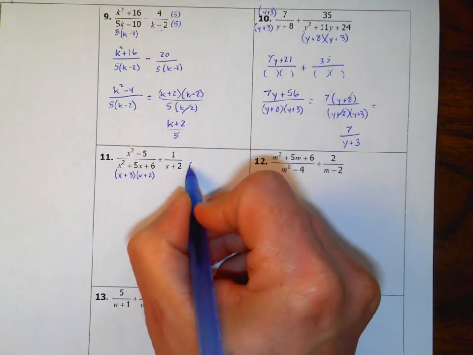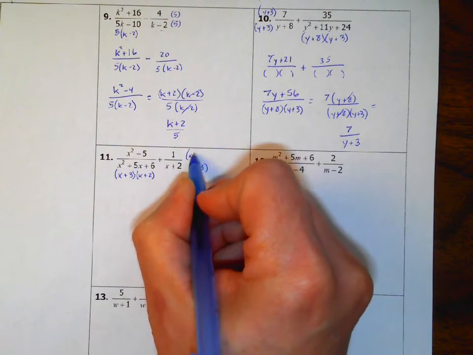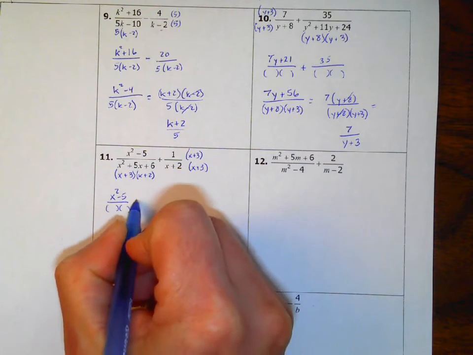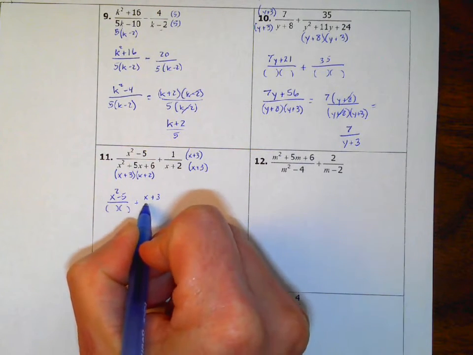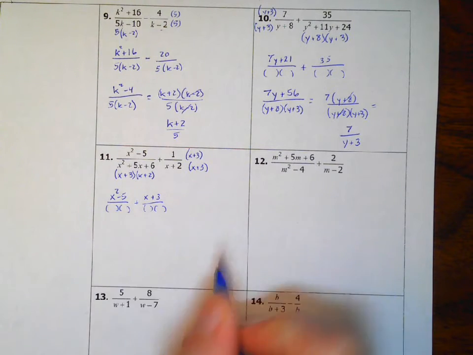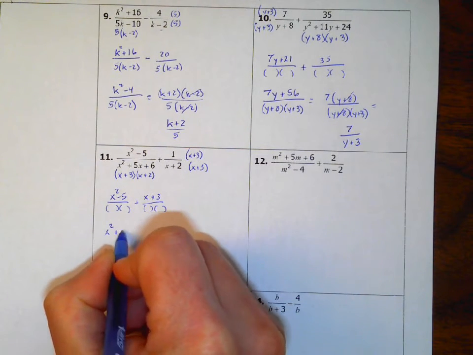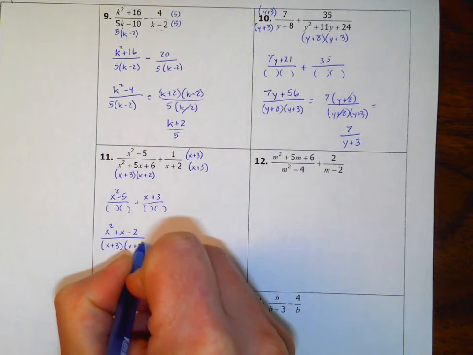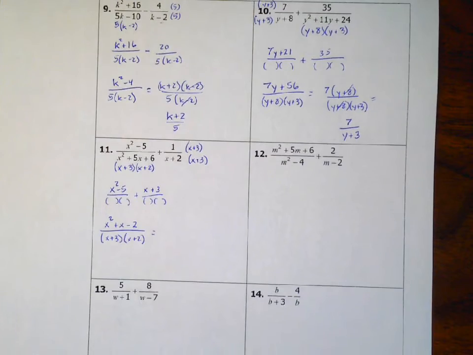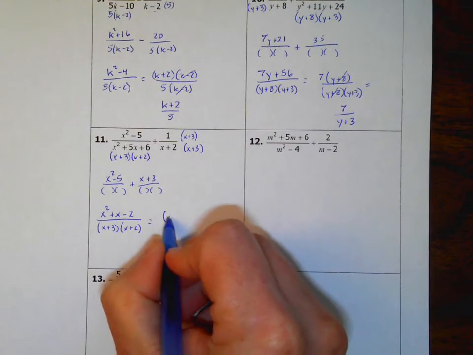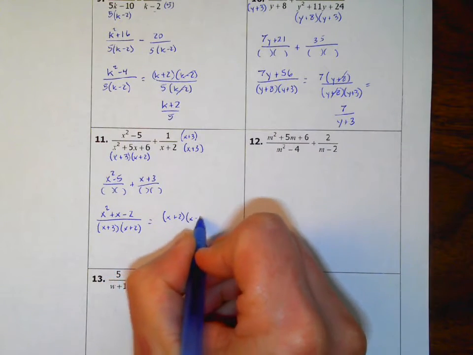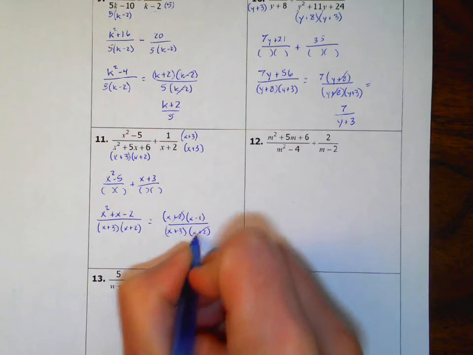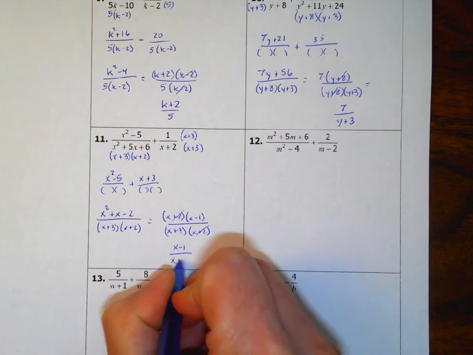Okay, to get them the same, this needs an x plus 3 over here. So this one stays the same. Multiply that 1 through, 1 times that. If I add them together, okay, there's my addition part. Now I need to factor. Those cancel. My answer is x minus 1 over x plus 3.